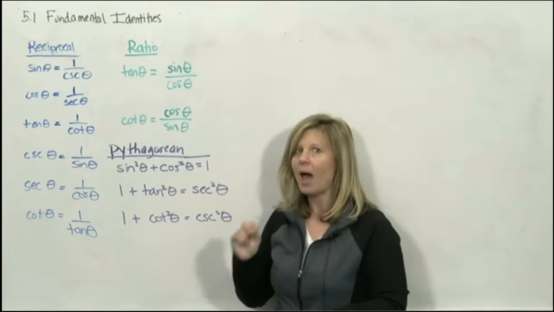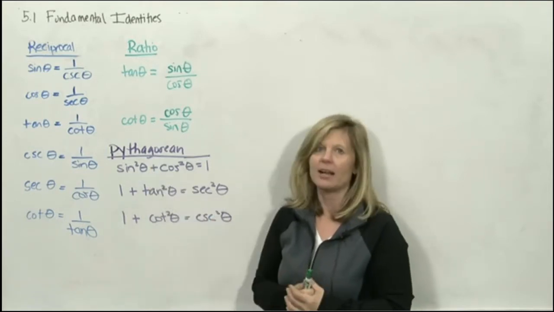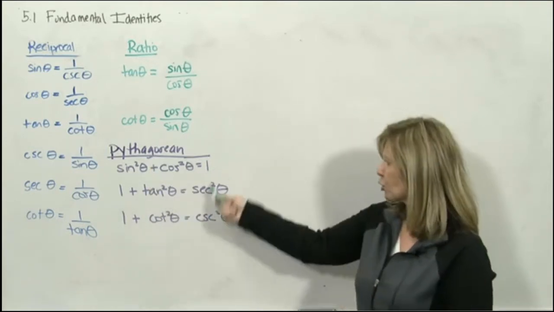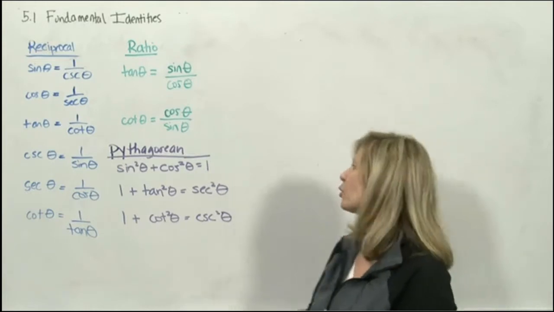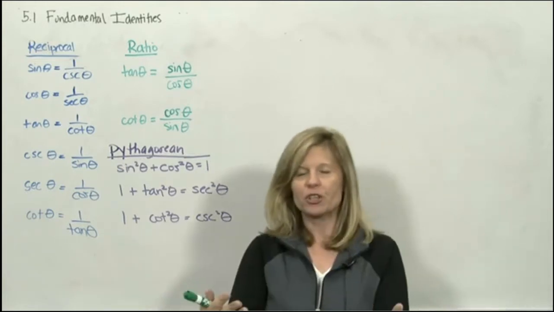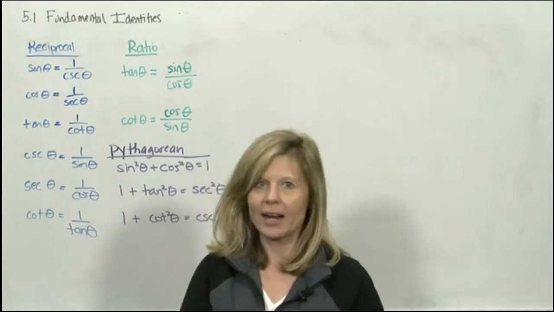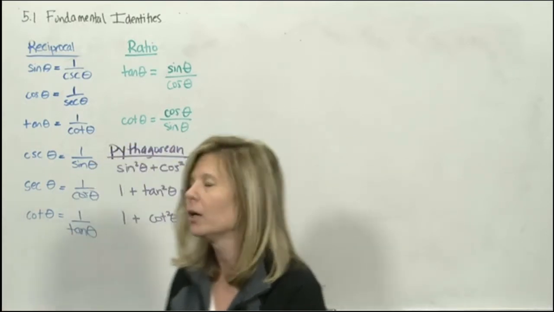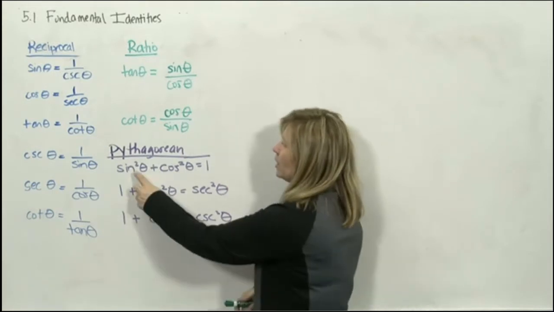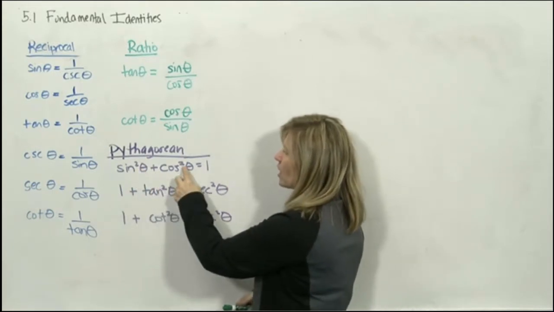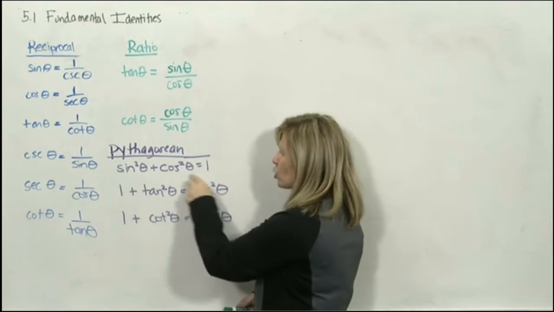The new ones that you have to memorize are the Pythagorean identities. Now, there's 3 of them. Why do you think they're called Pythagorean? Well, the first thing you think of with Pythagorean is a squared plus b squared equals c squared, or x squared plus y squared equals r squared. Guys, they have squares in them. Sine squared theta plus cosine squared theta is 1. That is a true statement.